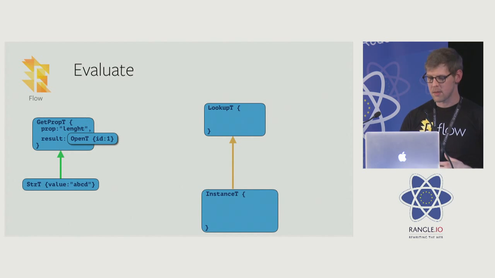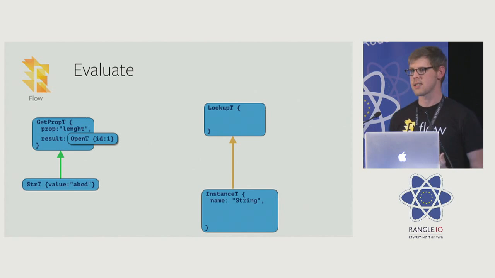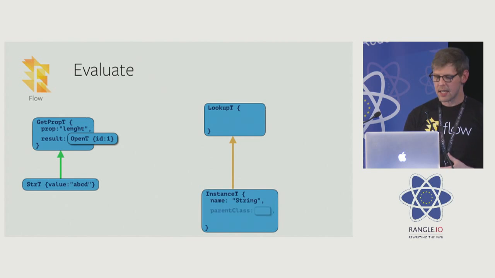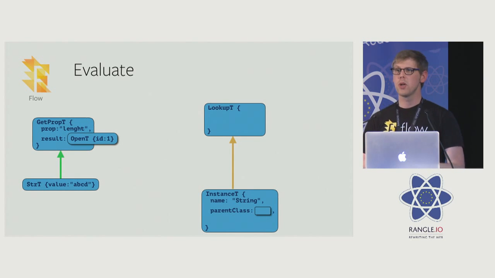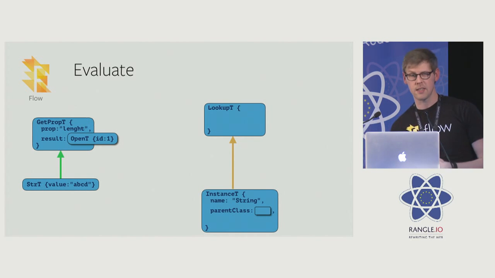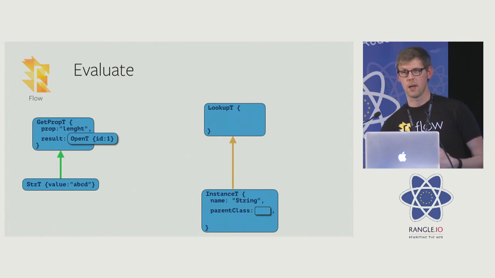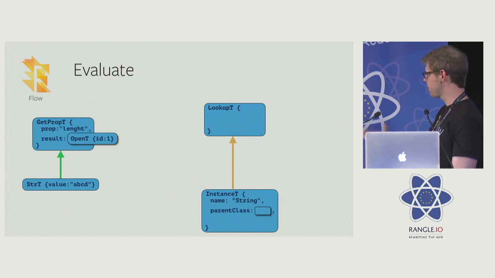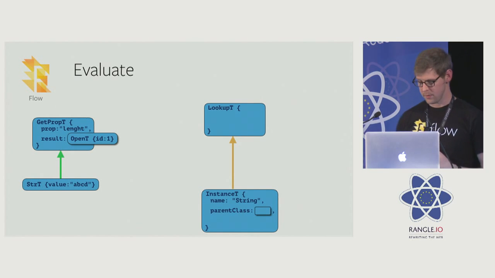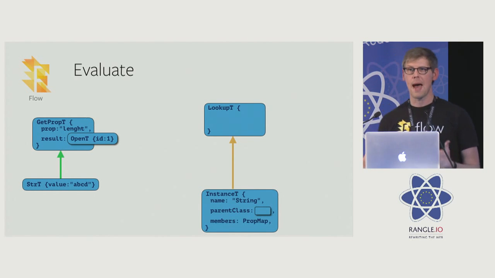Now, instance t has some data in it. The first is the name of the class that it's an instance of, so string.prototype. The second is a pointer to another type, which is the parent of that class. So the parent class of string.prototype is object.prototype. So we have a pointer up the prototype chain. And the last thing is we have a map of the members of that class. So basically all the things on string.prototype.